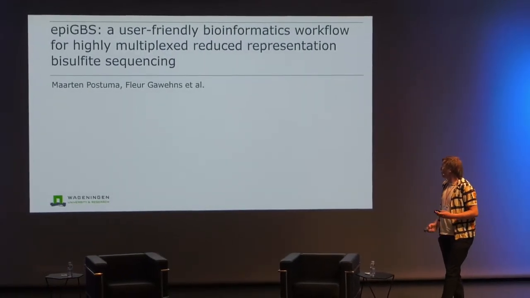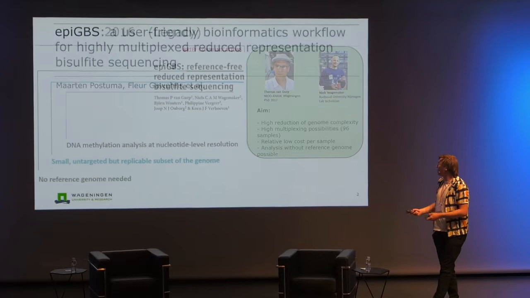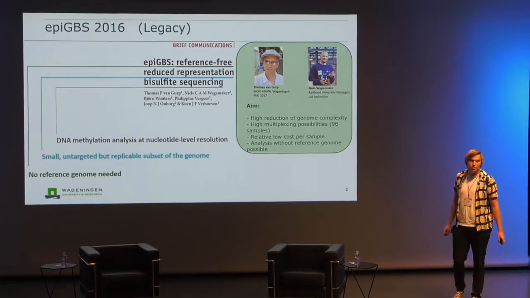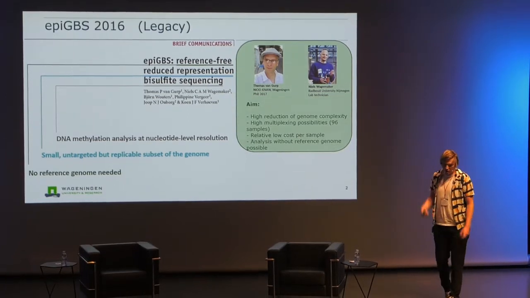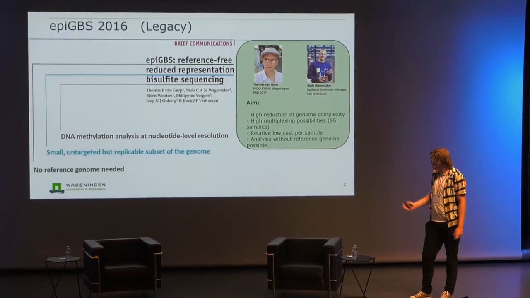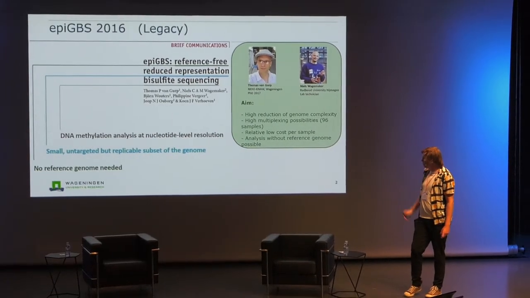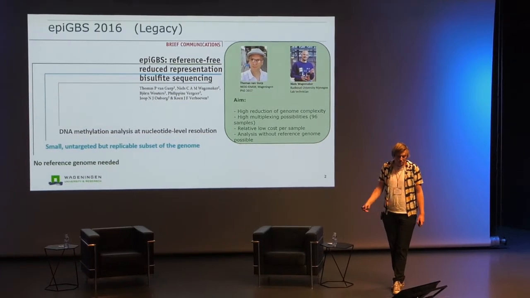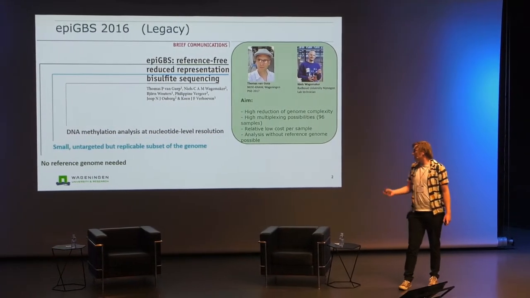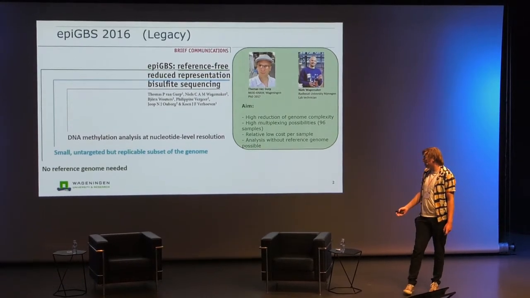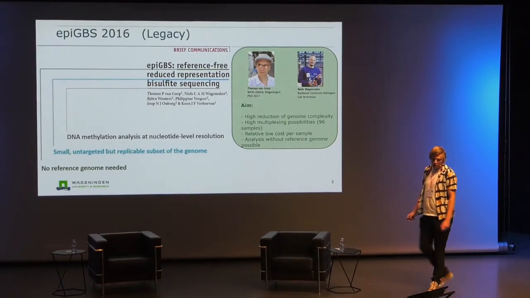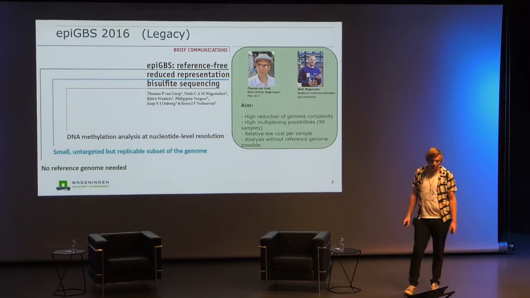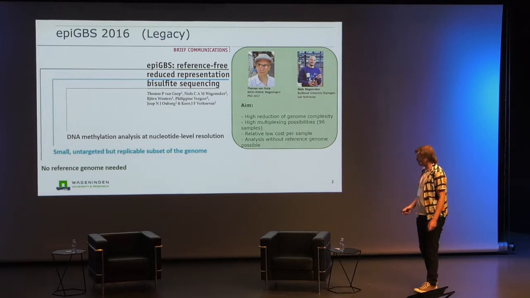So in 2016, the first version of EpiGBS was published. It was made by Thomas van Gerp, who was a PhD student at NIOO at the time, and Niels Wagemaker. And it's a reference-free reduced representation bisulfite sequencing method. That means that we can have DNA methylation information on a nucleotide level on a small, untargeted but replicable subset of the genome without needing a reference genome.